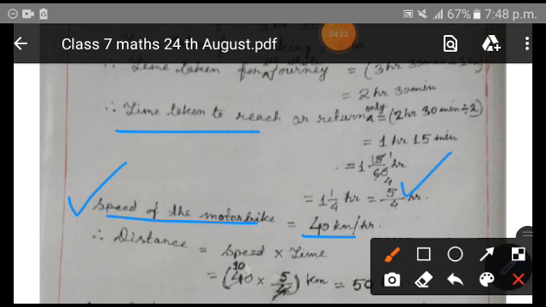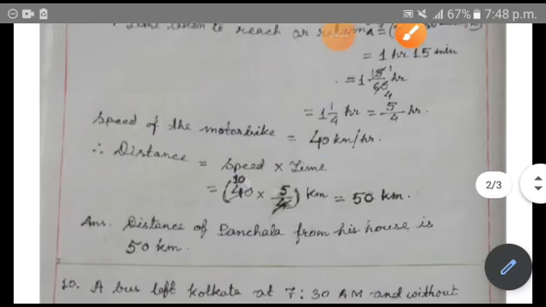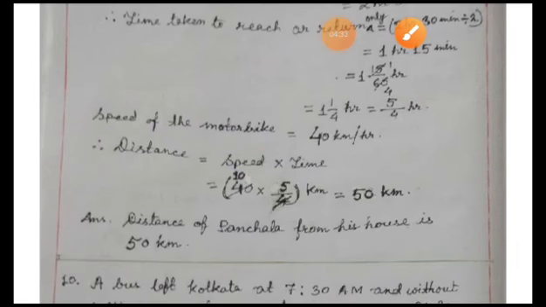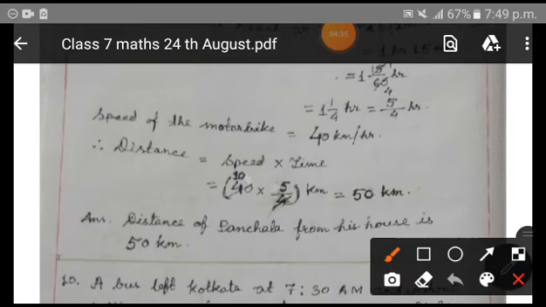You know the time, you know the speed. So how to calculate the distance? Distance is speed into time. So you put the values, and after further calculation we have obtained the distance as 50 km. So this is the answer. Distance of Panchla from his house is 50 km.